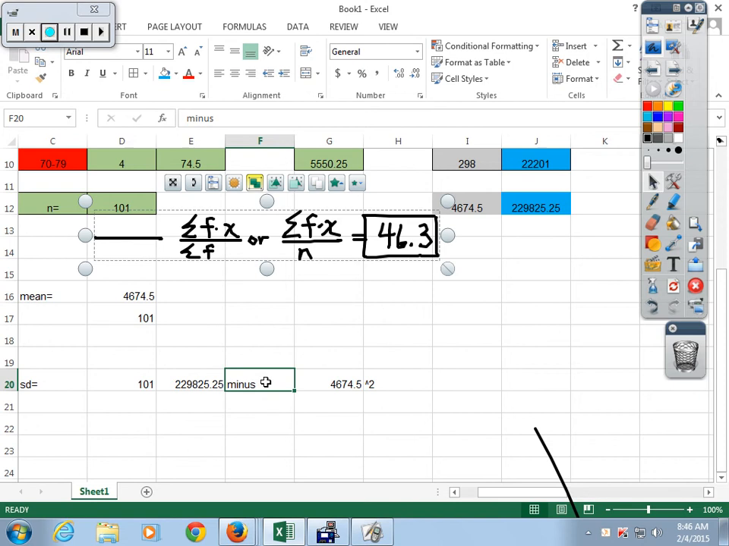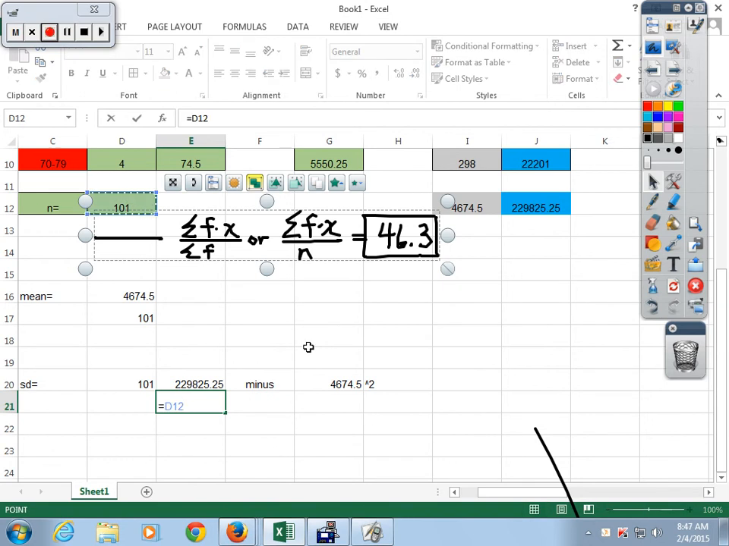Good. And all of that is going to be over n times what? n minus 1, which will be 100.